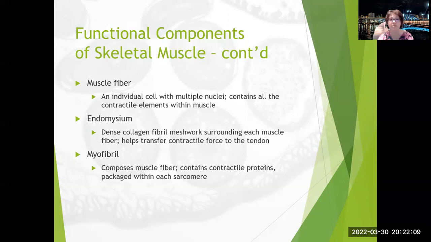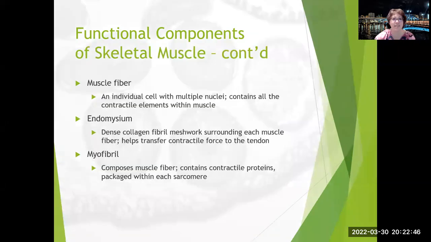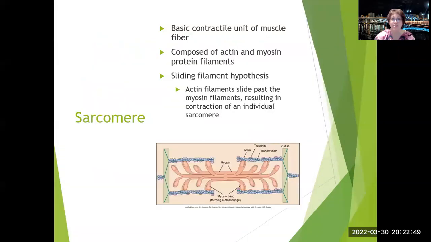The myofibrils are bundled together as muscle fibers, and they're surrounded by endomysium. The bundles of muscle fibers are fasciculi, and they're surrounded by perimysium. The bundles of fasciculi are the muscle belly, and they're surrounded by epimysium. So we've got layers and layers and layers of bundles of fibers surrounded by connective tissue. That's what makes up our muscles. And I think it's cool. I think it's cool that we can even get out of bed in the morning, but apparently it works.